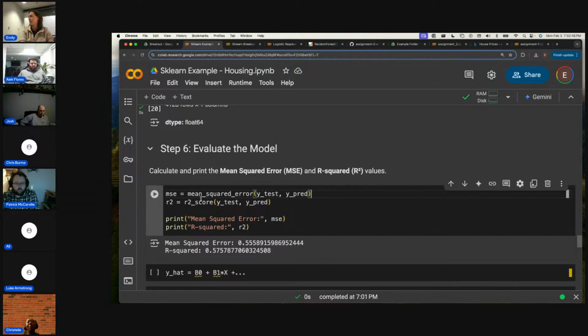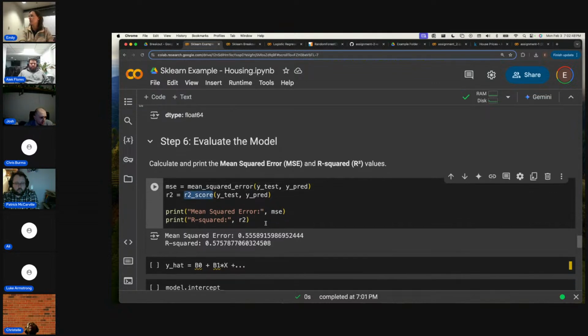which we'll learn more about in the next course. So I wouldn't worry about the details of this, but just the overall process. The fact that we pass a Y test and a YPred, so a Y true and a YPred, what our model predicted, to these scoring functions to score the performance of a model.